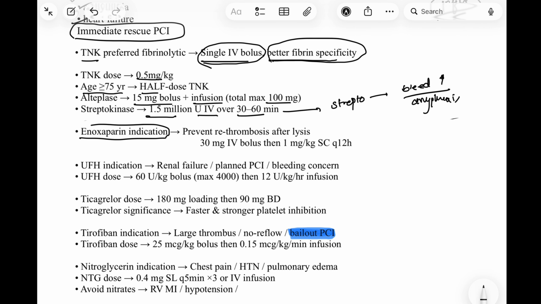Now what about enoxaparin? Enoxaparin is a low molecular weight heparin, and then there is unfractionated heparin. Now unfractionated heparin is the preferred agent in renal failure.